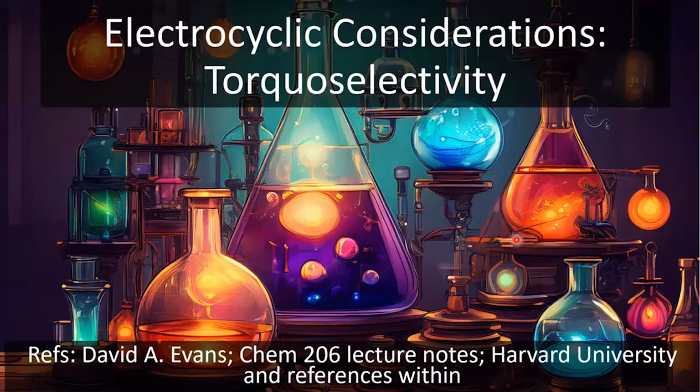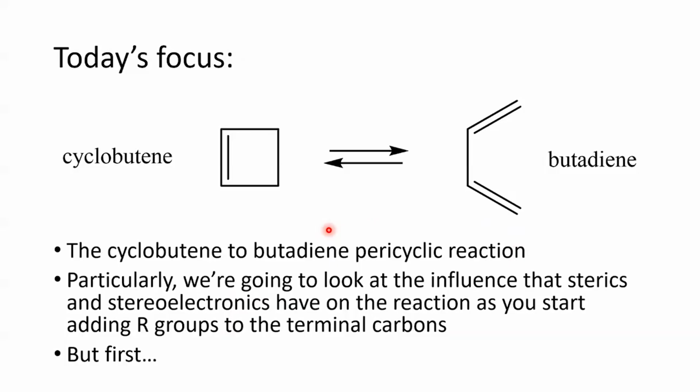Recently we've been covering electrocyclic ring closures, so it will be useful to cover some stereoelectronic effects that can influence these types of reactions, and one of those is torquoselectivity, which is today's topic. To discuss it, we're primarily going to cover this reaction shown here, the interconversion between cyclobutenes and butadienes.